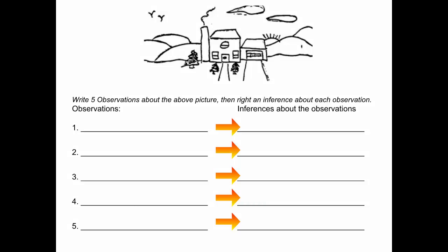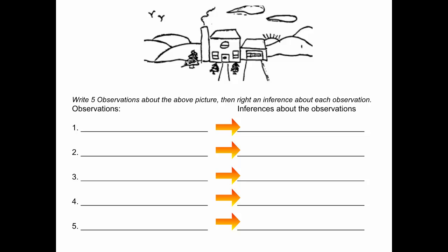Let's do one. Somebody give me an observation that you can observe based on this wonderful drawing. Jordan? Is that an observation? That's an inference. Give me an observation. Emily? There's smoke coming out of the chimney.